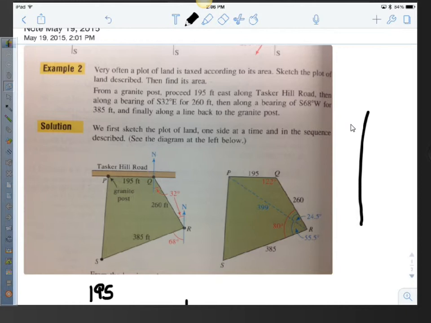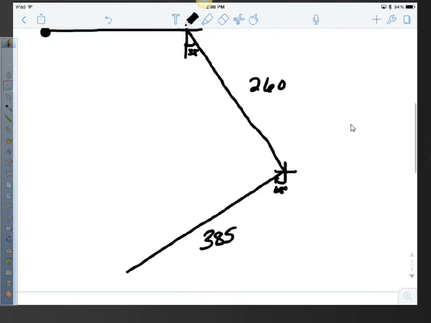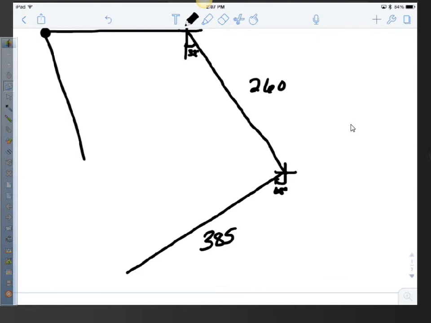Now, the key thing with these problems, folks, is that we cannot make assumptions. According to our diagrams, it might look like we have a 90-degree angle, but do we know if we've got a 90-degree angle? No, we've got to actually go through and verify it.